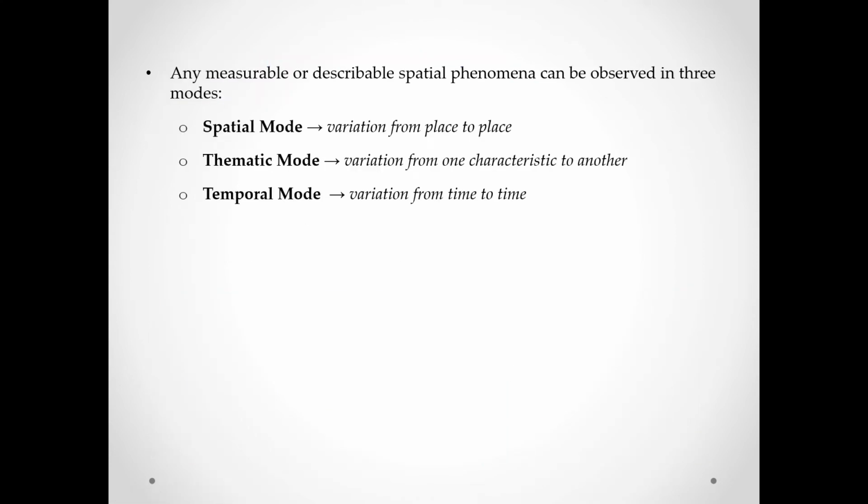Any measurable or describable spatial phenomena can be observed in three modes: spatial mode, thematic mode, and temporal mode. The spatial mode is variations from place to place. In thematic mode, variations from one characteristic to another. In temporal mode, variations from time to time.